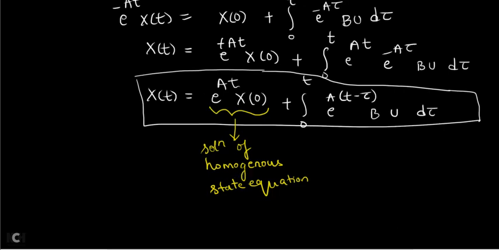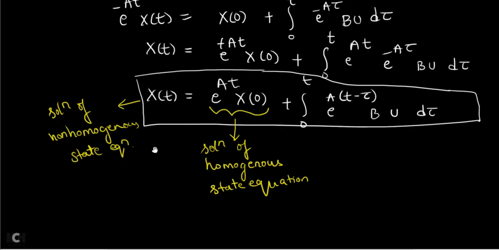Now what is this entire x of t called? This entire x of t is called the solution of the non-homogeneous state equation. Non-homogeneous means the input will not be 0. Input will be present. So if the input is present, which is not equal to 0, the second term is also there, and the first term is also there. So the first term along with the second term together, you can call the solution of the non-homogeneous state equation.